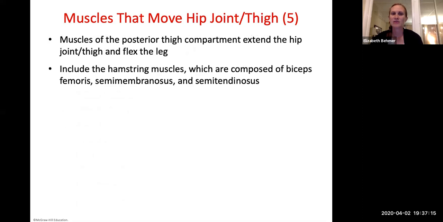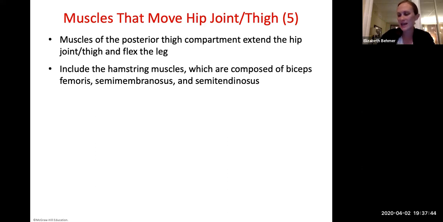And then muscles of your posterior thigh compartment will extend the hip and flex the leg. So extension of the hip would be as if you were standing up and just try to push your leg straight back, as if you were trying to balance on one leg. And these will include your hamstring muscles, and you have 3 hamstring muscles there: your biceps femoris, semimembranosus, and semitendinosus.